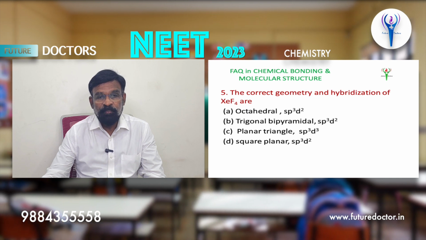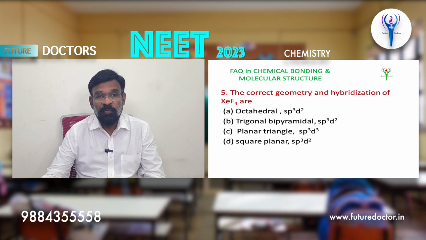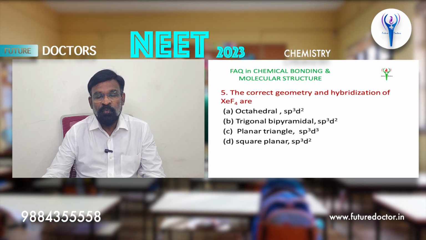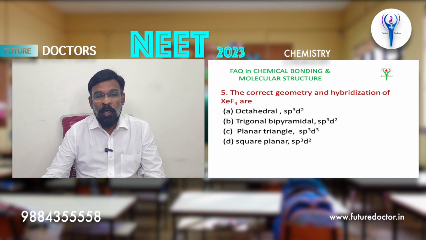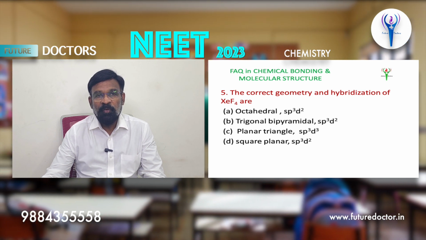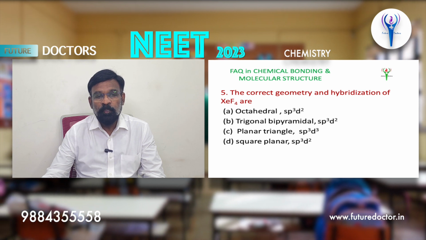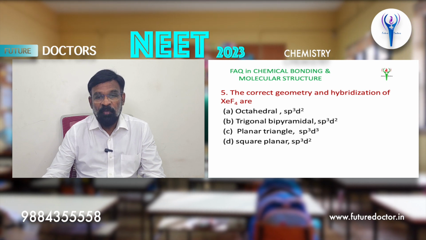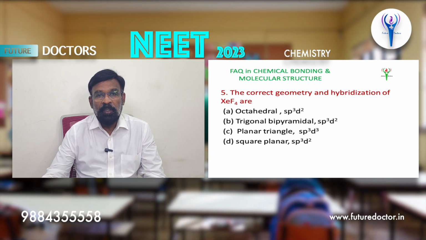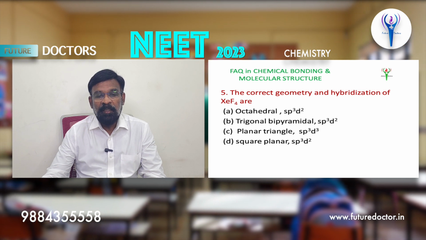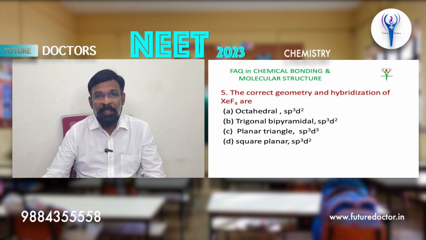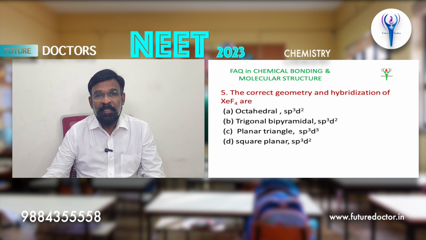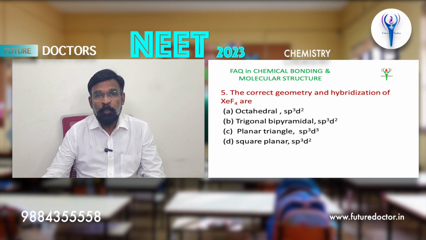Moving to the fifth question, chemical bonding and molecular structure. The correct geometry and hybridization of XeF4 are option A, octahedral, sp3d2, option B, trigonal bipyramidal, sp3d2, option C, planar triangle, sp3d3, option D, square planar, sp3d2.